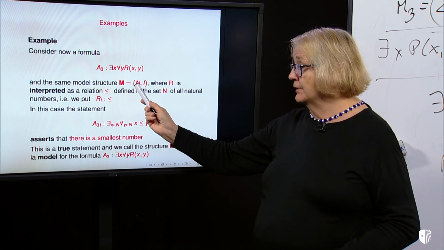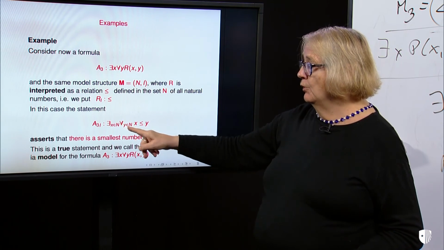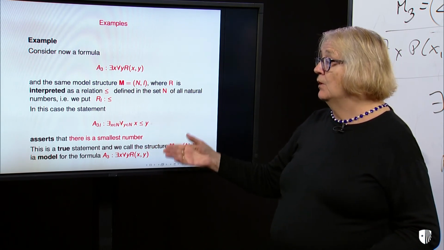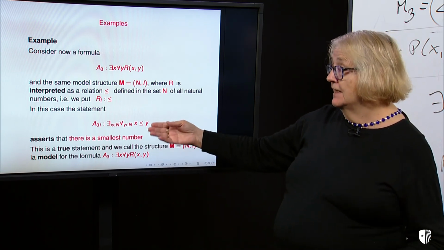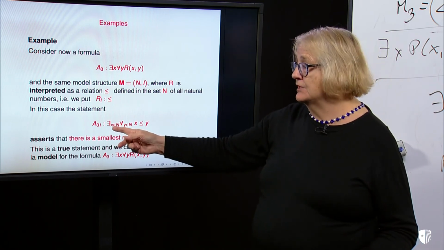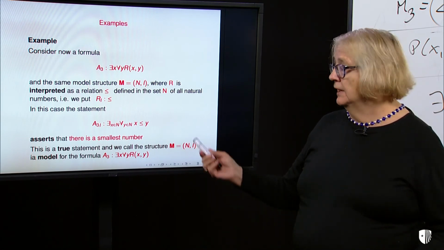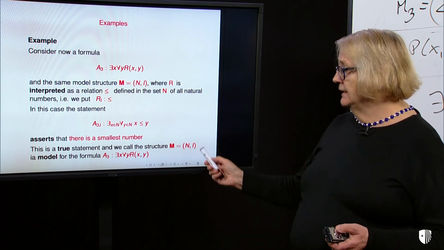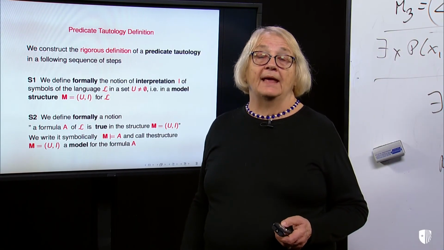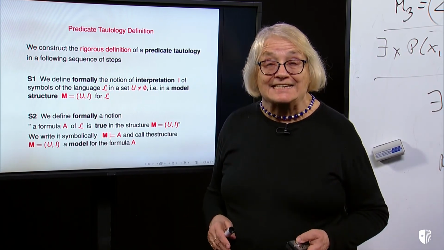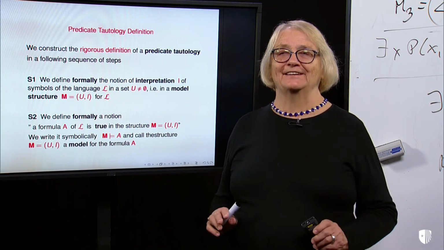There is a natural number x, because we are in natural numbers, such that for all y, that is all natural numbers, x less or equal y. Again, that is a true statement, and it also says that there is a smallest element in the set of natural numbers, which is true. It is 0, so it's true; that structure is a model for that formula. So it gets more complicated. The rigorous definition is in chapter 8, and you have to do a lot of details.